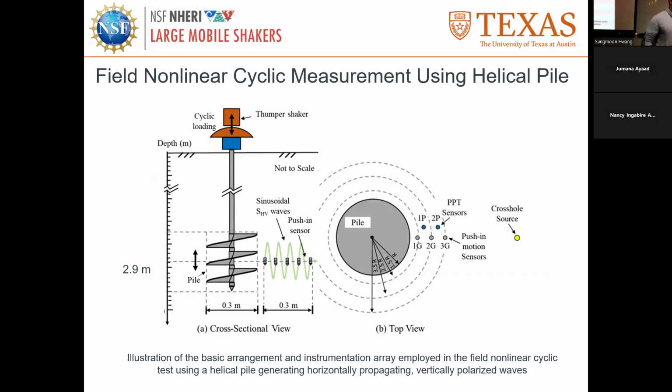And I think I showed you some of the pictures in the first presentation. So we have the helical pile. We install the pile to the depth of interest. This is the case of the Sunderland site. We installed at 2.9 meters. We put the thumper on the top of it. And then we install the geophone and the pore pressure transducer at the same depth of interest. So the wave propagates horizontally, like crosshole testing. We put the thumper on the top and shake, the vibration transmits to the depth of interest, and then we get the wave, and we can calculate the velocity, shear strain, and pore pressure buildup.